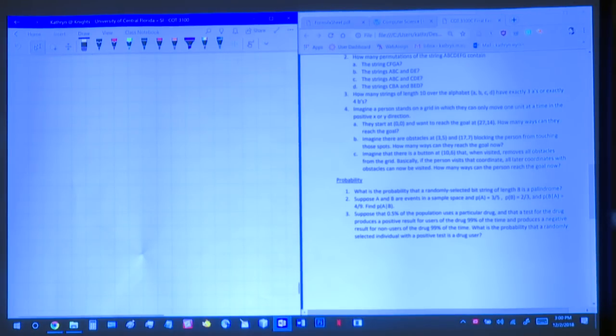So there's a person standing on a grid, and they can only move 1 unit at a time, up or right. They start at 0, 0 and want to end at 27, 14. How many ways can they reach it?